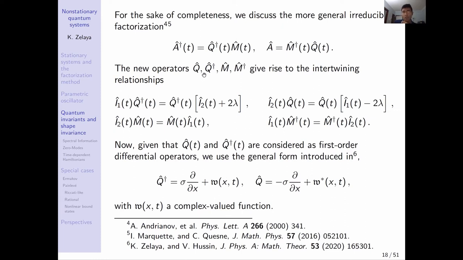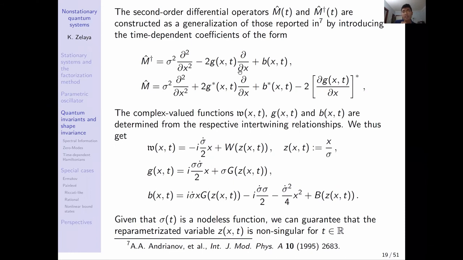Also for the operators B, which are second order differential operators, we give this explicit form. Again, G and B are complex value time-dependent functions. After substituting this M dagger, Q and Q dagger into this first set of equations, which is a large procedure, I will just give the results.